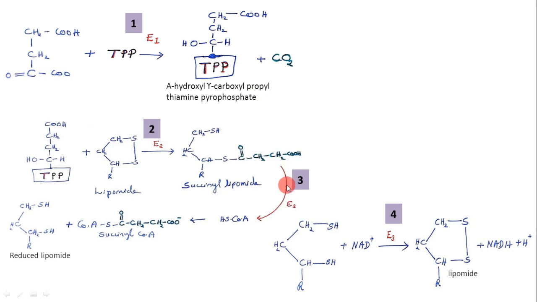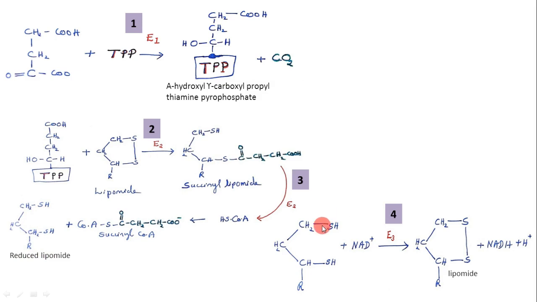Then in the third step, the succinyl part from the succinyl lipomide is transferred into coenzyme A. You know the coenzyme A has an SH group. We have already studied in detail the structure of coenzyme A. So the coenzyme A with the SH group takes up the succinyl group from the succinyl lipomide to form succinyl coenzyme A. And thereby coenzyme A is released, and by this transfer the lipomide is reduced into a reduced form of lipomide.